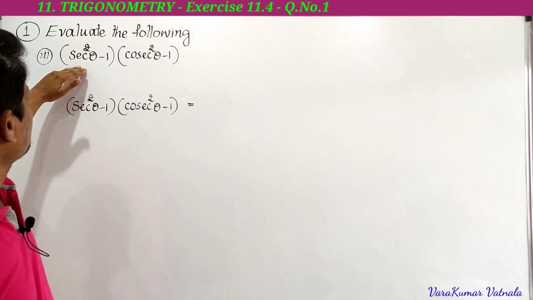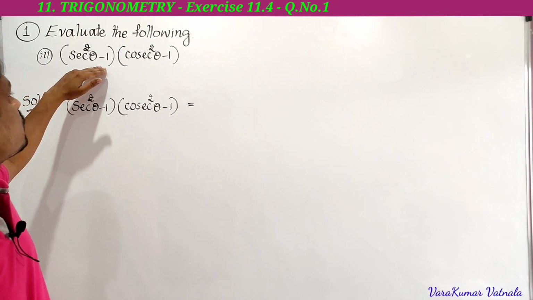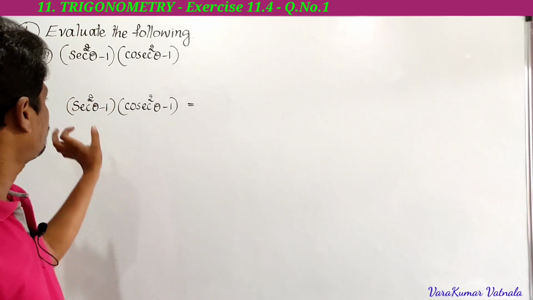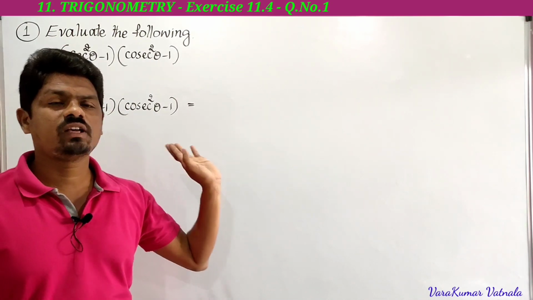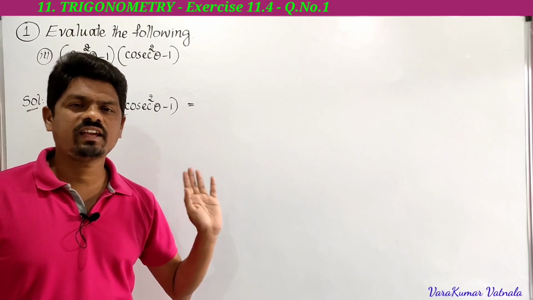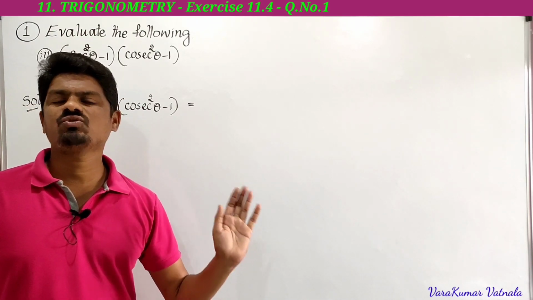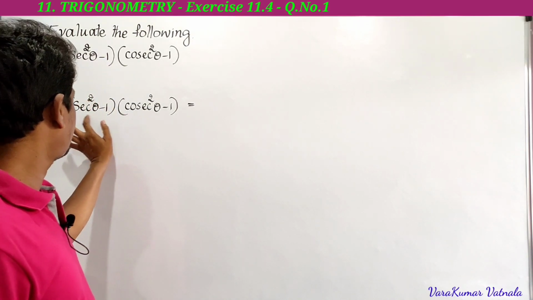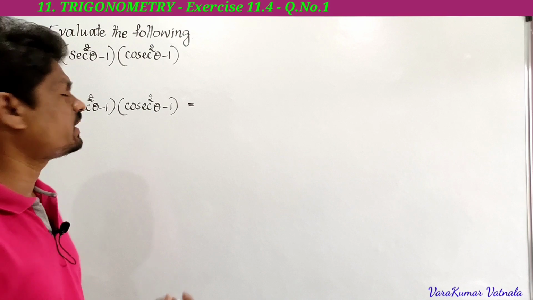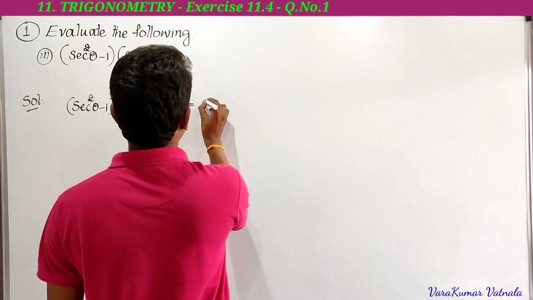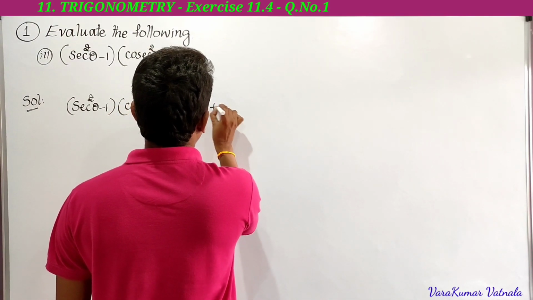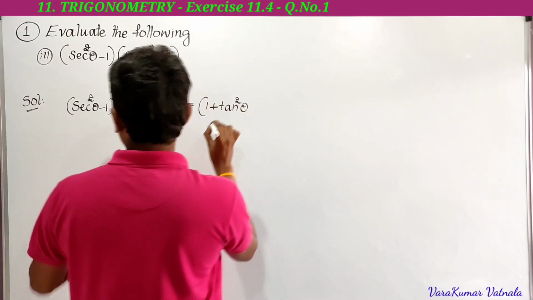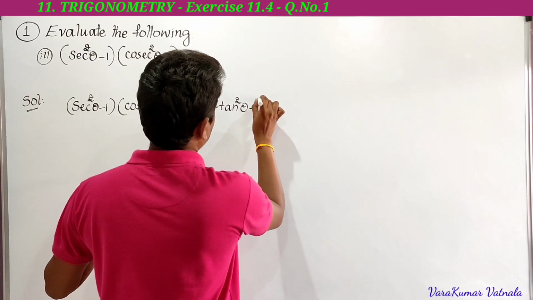So see here what he has given, secant square theta minus 1 into cosecant square theta minus 1. So we have to find the value. Secant square theta minus 1 is there. So what is the second identity? 1 plus tan square theta equal to secant square theta. So here secant square theta is there. Instead of secant square theta I am writing 1 plus tan square theta. So next minus 1 is there, write minus 1.